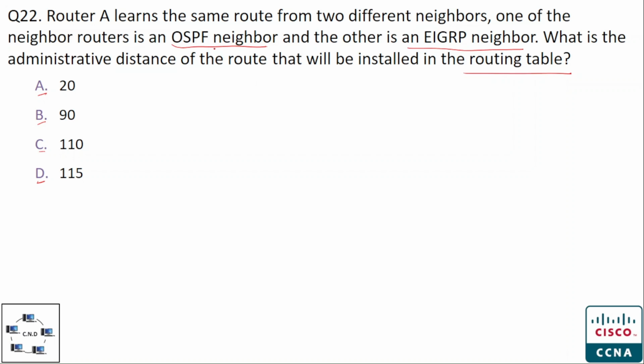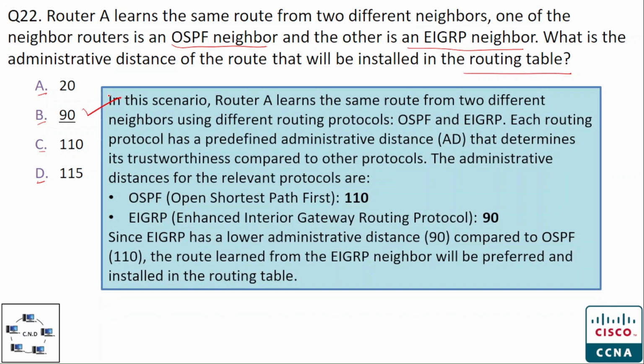So we studied the administrative distance of OSPF and EIGRP a while ago. The protocol with the lowest administrative distance will be selected. That's why the correct option is 90, and 90 is the administrative distance of EIGRP, while 110 is the administrative distance of OSPF.